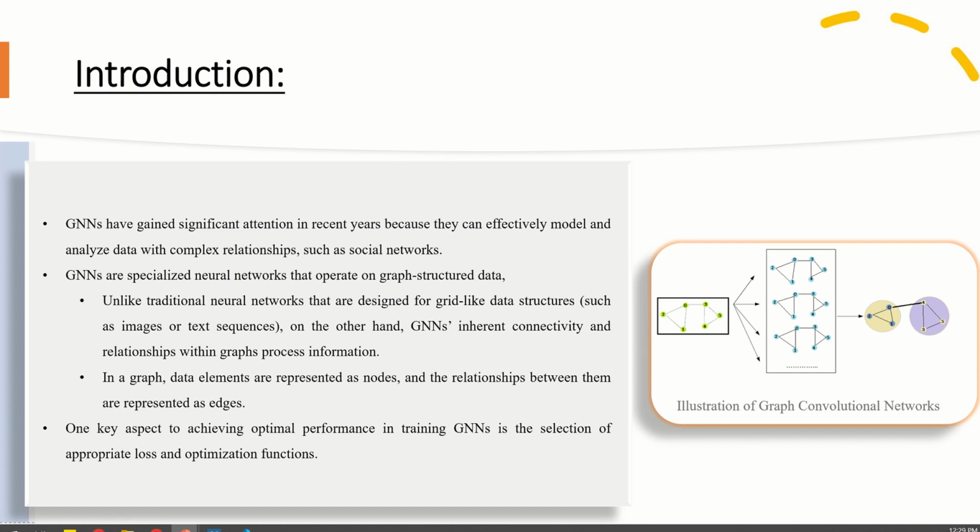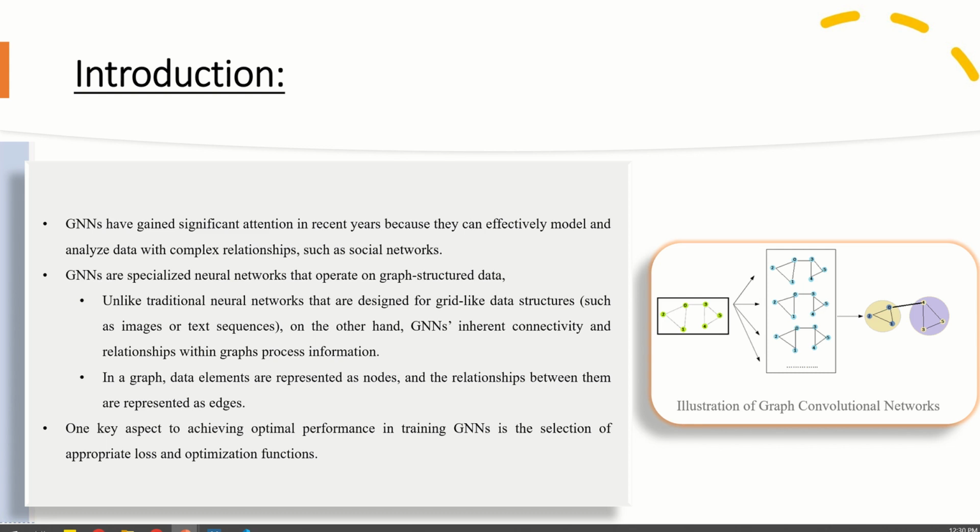In a graph neural network, generally the data elements are represented as nodes, and the relationships between them are represented as edges. One of the key aspects of achieving optimal performance in training a graph neural network, or any other neural network, is the selection of an appropriate loss and optimization function.